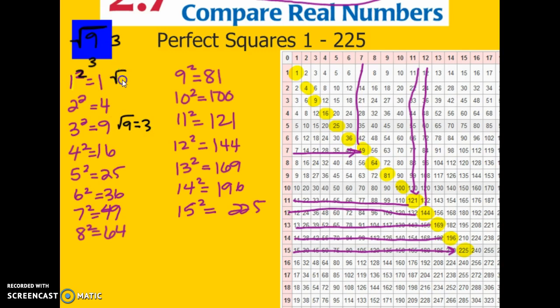So if I took the square root of 1, that would just be 1. The square root of 4 would be just 2. We're thinking what number multiplied by itself would give you 4. 2 times 2 is 4. Here, 3 times 3 is 9. So here, square root of 16 is really 4, because 4 times 4 is 16. Same here, square root of 25 is really just 5. I'm not going to list these all the way through, but you can see how they are related. These are the numbers we're going to be using today.